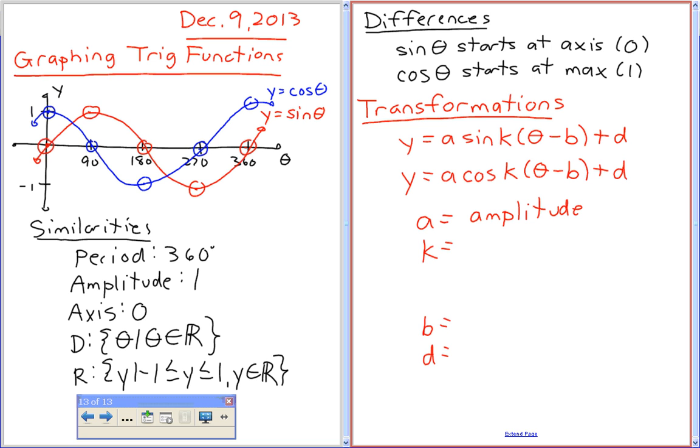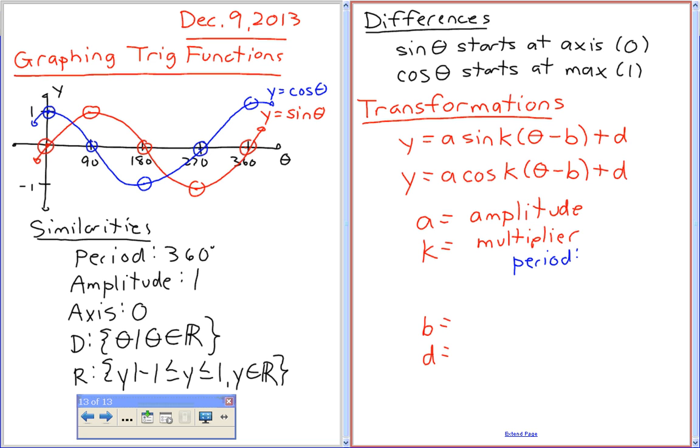What was K? Let's say I do sine 2 theta. What's that going to do for us? Period. Yeah, it's going to factor the period. Okay. I'm going to call this the multiplier actually. And you notice I left a little bit of space in there. I want you to do the same because I want to change this a little bit.